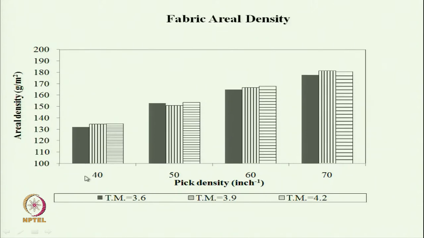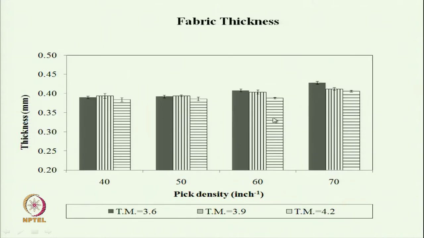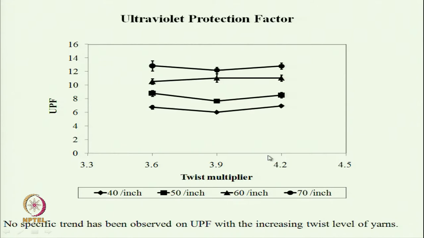Areal density increases as we go on increasing the peak density, but the twist multiplier does not have any effect on areal density. So, there is no effect of twist on areal density. Even as far as thickness is concerned, there is no significant effect of yarn twist on thickness. So, effectively the twist multiplier does not have any significant effect on the UPF of the fabric. So, no specific trend has been observed on UPF with increase in twist level.